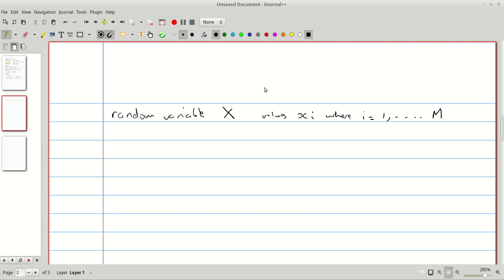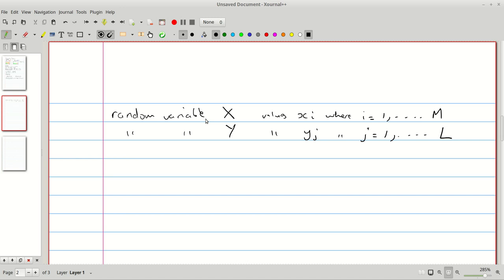So we're now defining a more general case where you have a random variable x, and x can take values x1, x2, x3, x4, whatever the values are. A random variable may be able to take multiple values. And we have another random variable, y. It takes values yj, where j is equal to 1 up to some value l. This is how we describe our random variables.